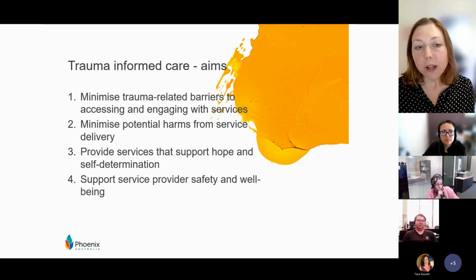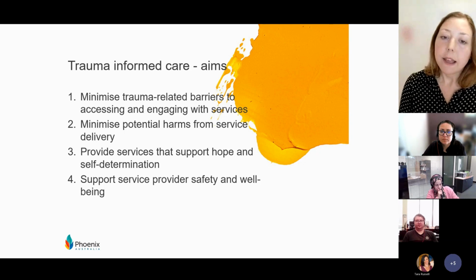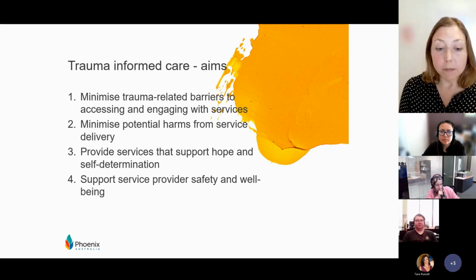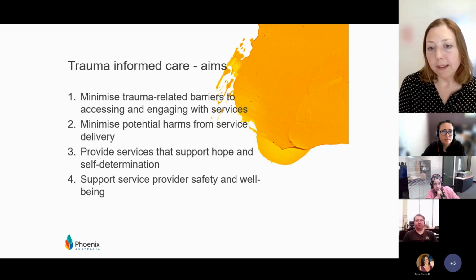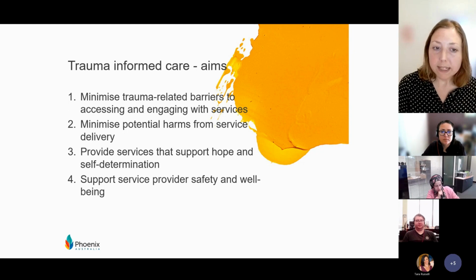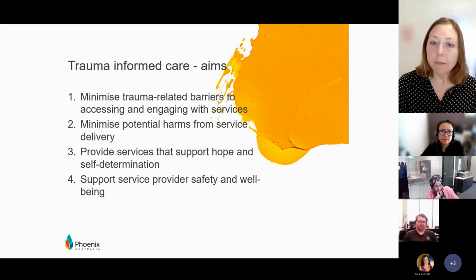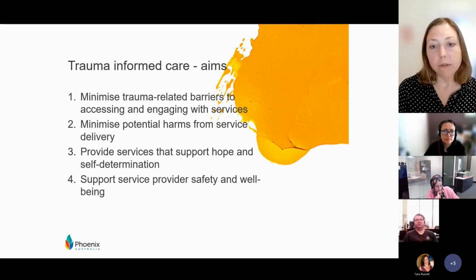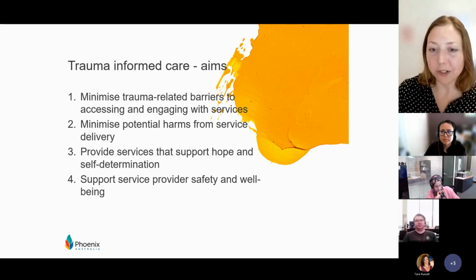It's about minimising potential harms from service delivery. An example of this is that trauma survivors might notice cues in their environment, stimuli that might be triggering. So to minimise the potential harms, we might be thinking about what these triggers might be. Third, providing services that support hope and self-determination. Again, people have a better chance at engaging with support and have a better chance of coping with or recovering from trauma if they're given that chance to have that help, that hope and that self-determination.